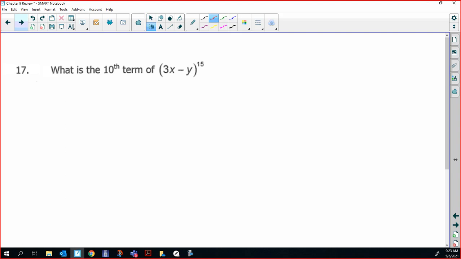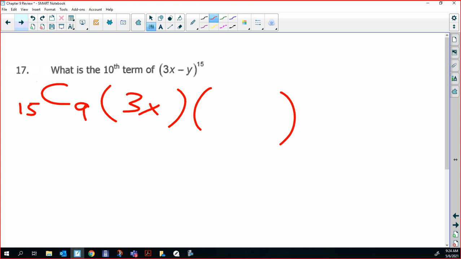Okay, what is the 10th term of (3x minus y) to the 15th? So 15 is the power, so 15C r. r is the term minus 1. We're doing the 10th term. 10 minus 1 is 9. Then we go to parentheses: (3x), (negative y).